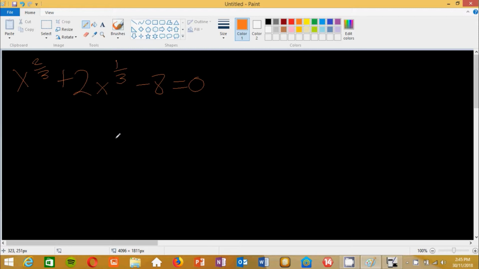Today we're going to be looking at a third example on disguised quadratic equations, and this equation is x to the power 2 over 3 plus 2x to the power 1 over 3 minus 8 is equal to 0. This looks scary at first sight, doesn't it? Because of the powers and whatnot, but if I told you that this is a disguised quadratic equation, this would make it a lot easier. And what do you know? It is a disguised quadratic equation. So how would we solve this?